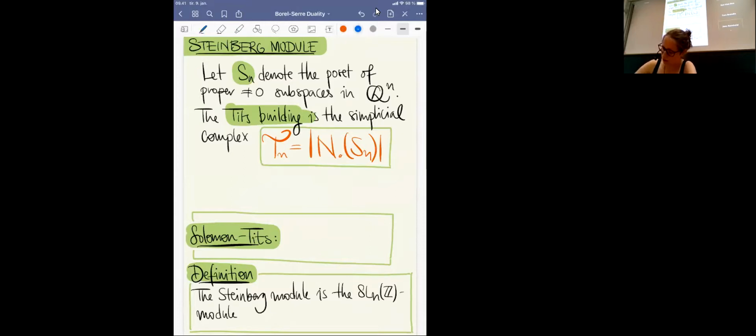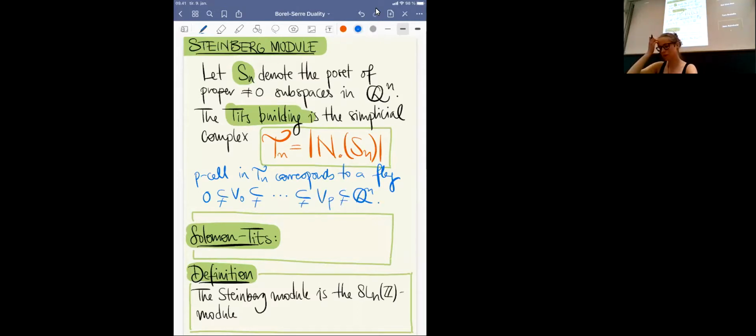More specifically, when we look at this simplicial complex, a p-cell in the Tits building exactly corresponds to a flag, a sequence of proper inclusions like this in Q^n.